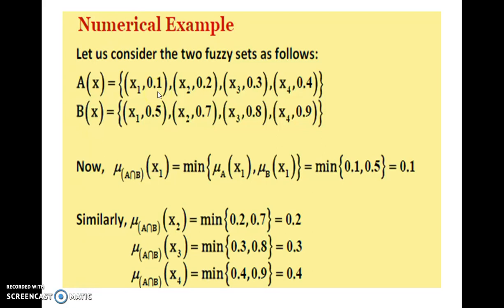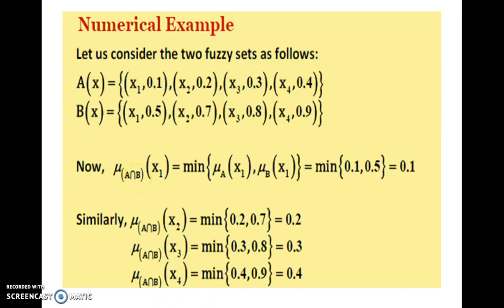So we have to find the minimum between these two membership function values, and that is nothing but the intersection values. For x1, when you compare, the membership of x1 in A is 0.1 and in B it is 0.5. So which is the minimum? The minimum is 0.1. So 0.1 is the minimum for x1 between these two fuzzy sets.